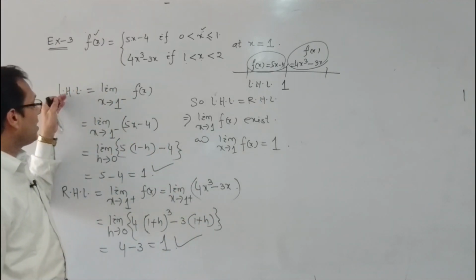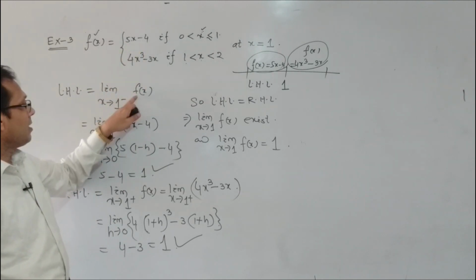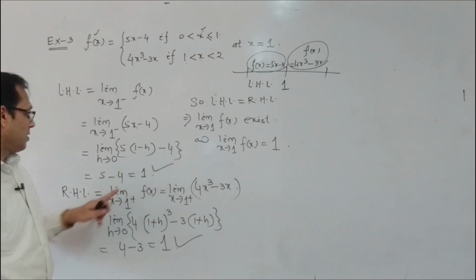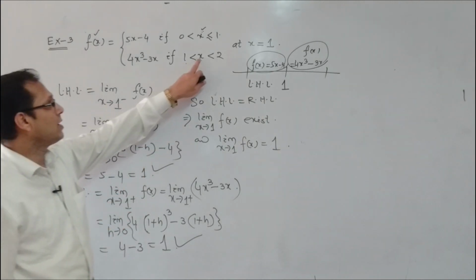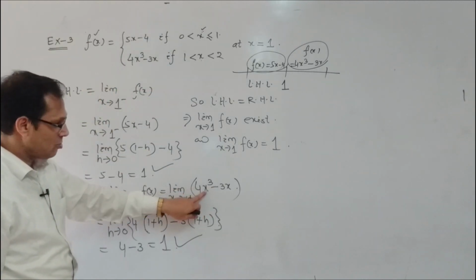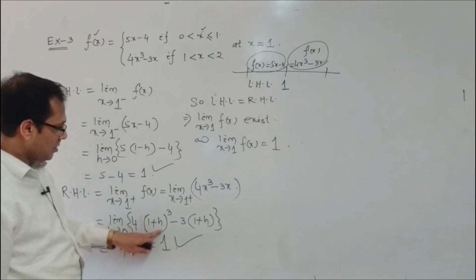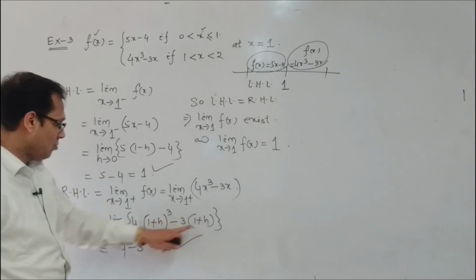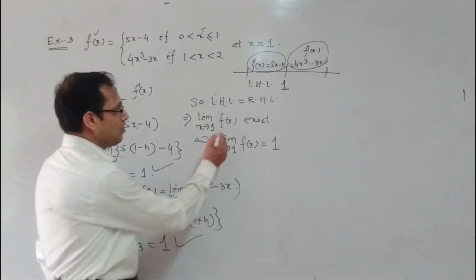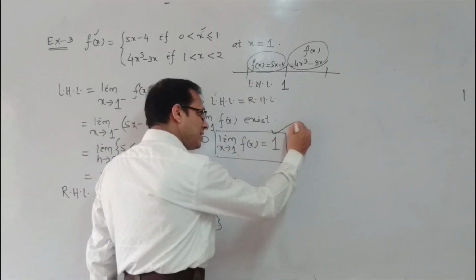First you have to find LHL according to this condition. When x is less than 1, f(x) should be taken as this one, and x should be replaced by 1 minus h. Would you follow? Then RHL, limit x tends to 1 plus, when x is greater than 1, f(x) should be taken as 4x³ minus 3x, x should be replaced by 1 plus h. Now h tends to 0 means 1 plus h whole cube. So when h is 0, the value of RHL is also 1, as well as LHL is equal to 1. So the limit as x tends to 1, f(x) is equal to 1. Limit exists and the limit is 1.